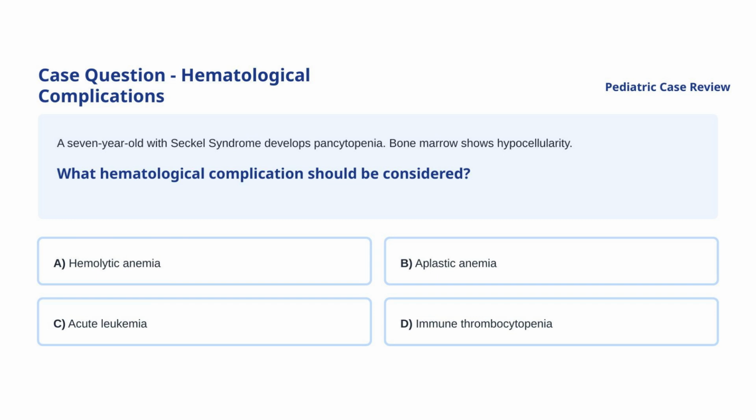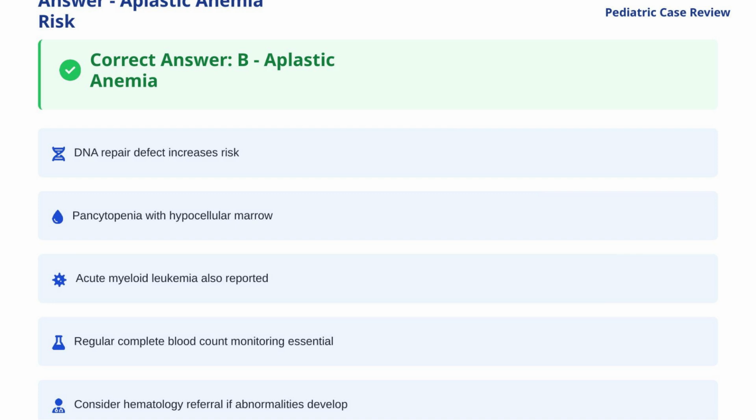Case 6. A 7-year-old with Seckel syndrome develops pancytopenia. Bone marrow examination shows hypocellularity. What hematological complication should be considered? Option A, hemolytic anemia. Option B, aplastic anemia. Option C, acute leukemia. Option D, immune thrombocytopenia. The correct answer is B.